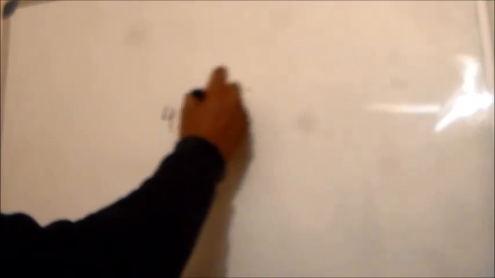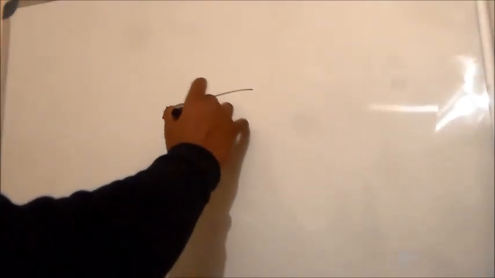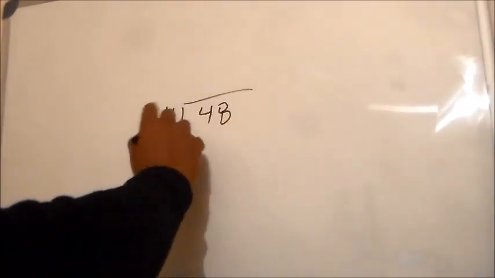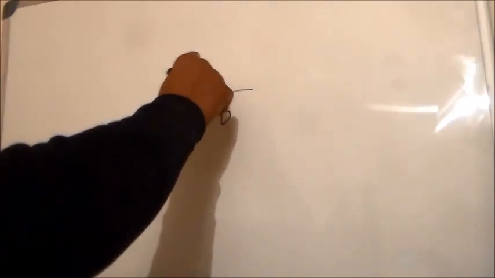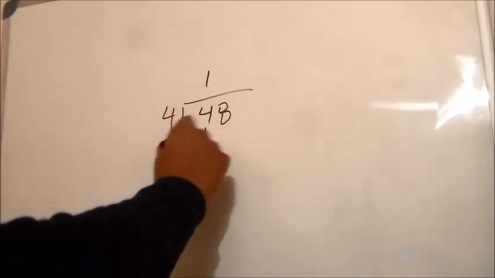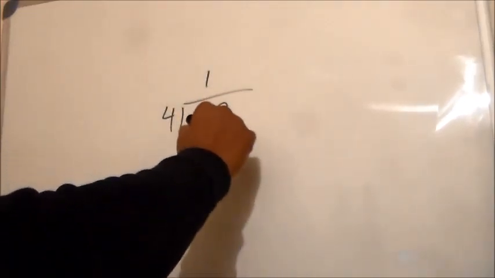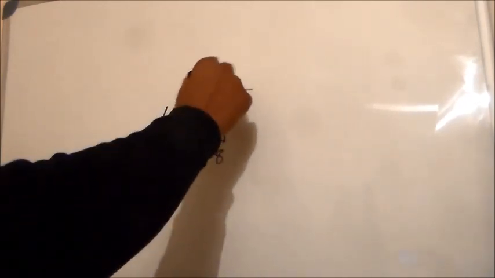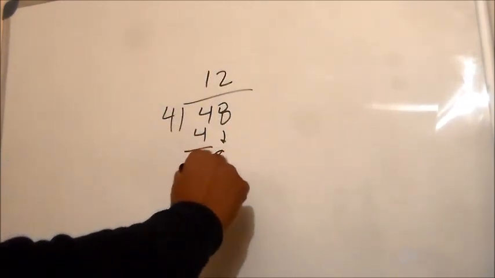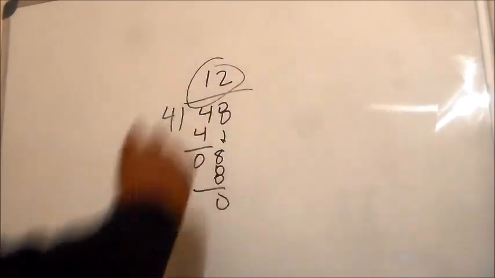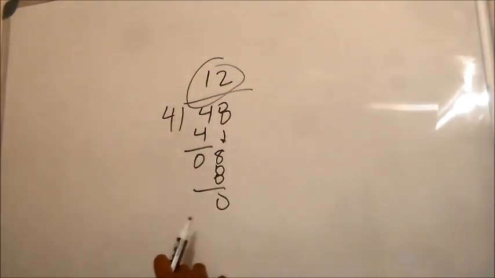So there's different ways of doing it, and you can pause and look at it again if you don't understand that, or if you didn't catch that. 48 divided by 4. 4 goes into 4 one time. 8 comes down. 4 goes into 8 twice. Answer is 12.